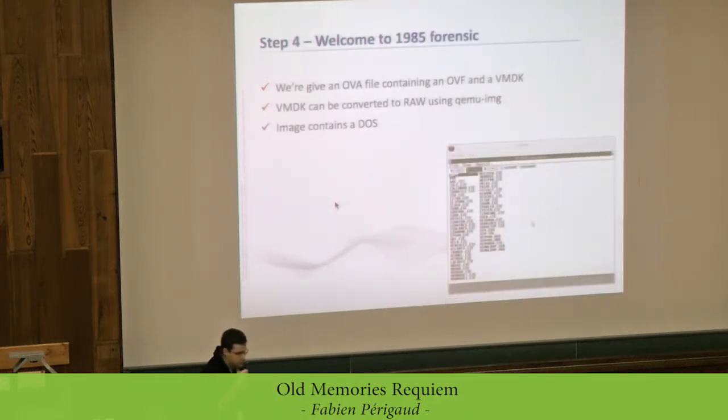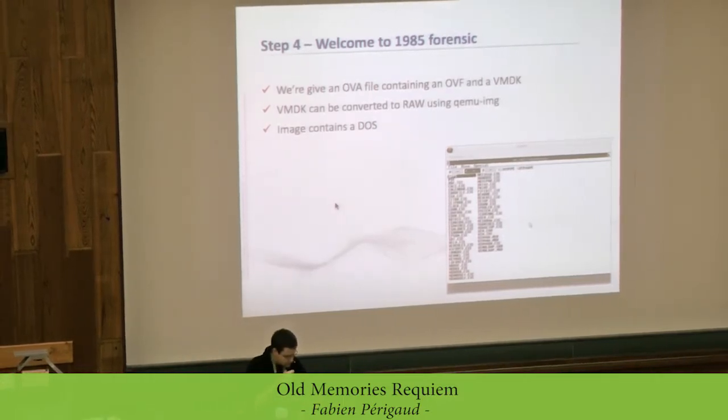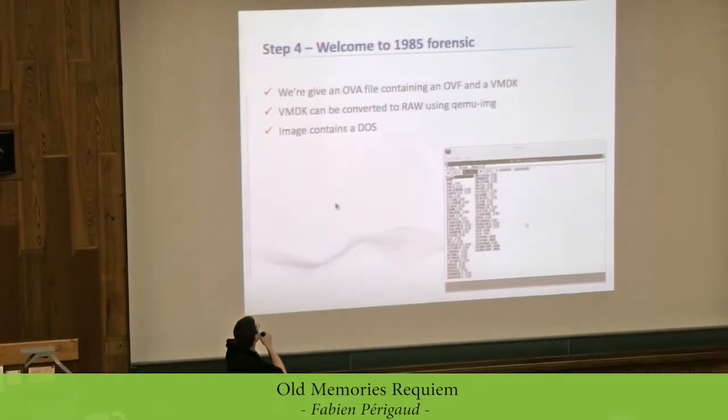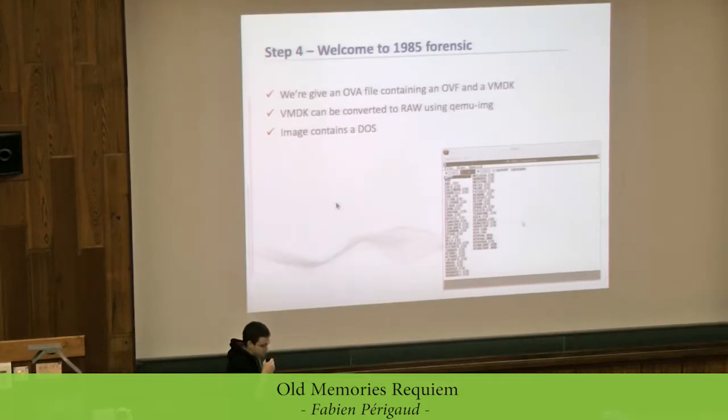Step 4 is a forensic step. It's welcome to 1985 forensic. We're given an OVA file containing a VMDK. We can convert the VMDK to a raw file using QEMU IMG. And we find that this image contains a DOS, a DOS version 1. We can even boot it with QEMU.